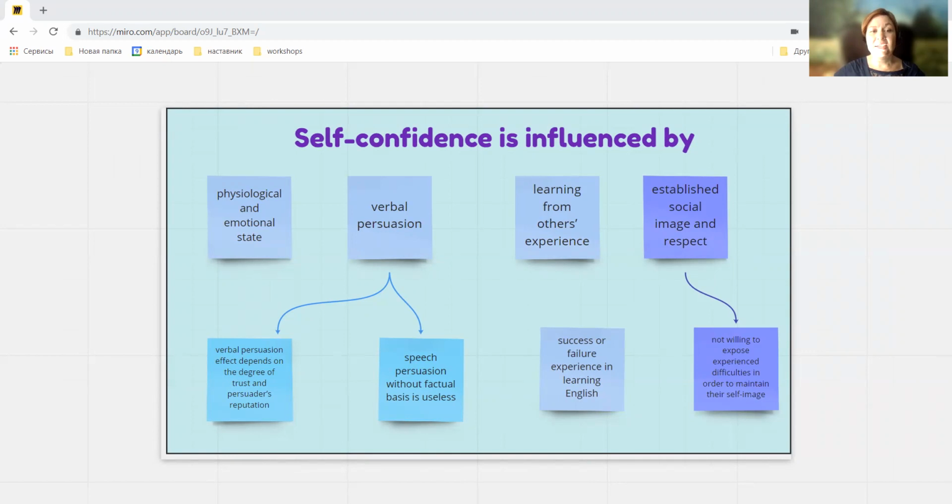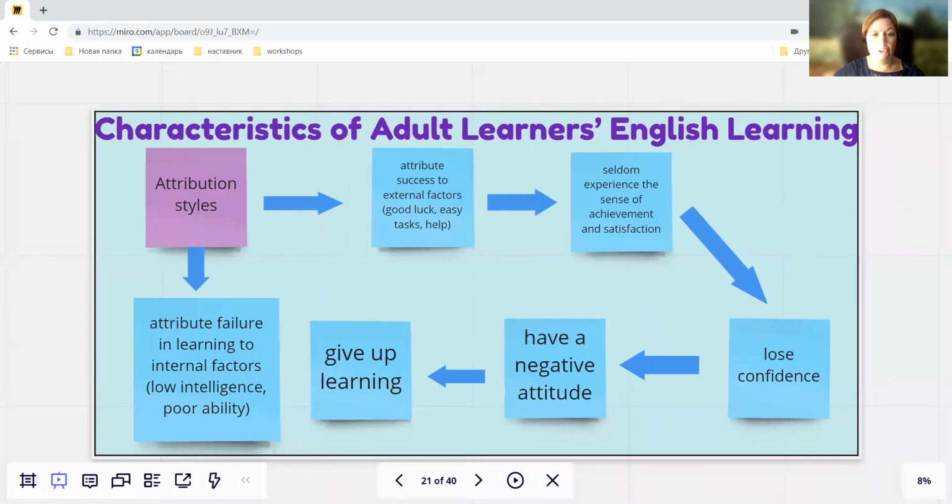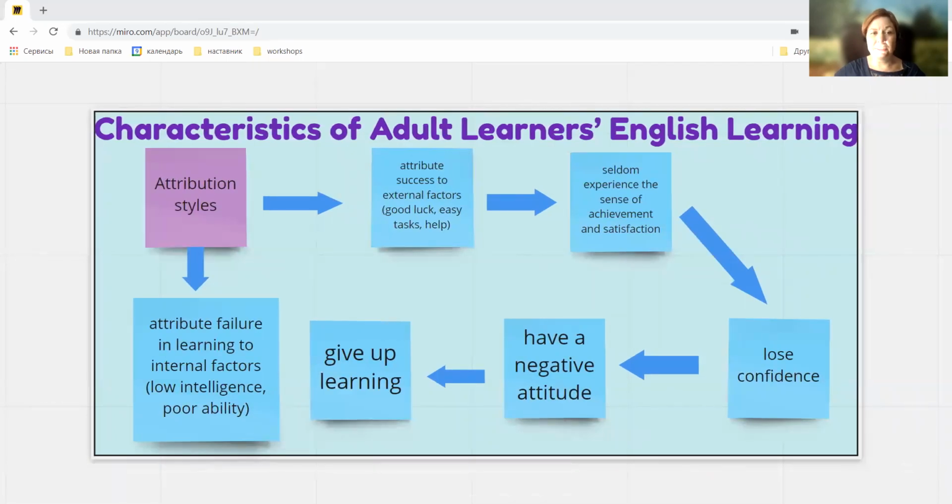And now, let's study characteristics of adult learners' language learning. Again, before I continue, please pause the video and study the information in the slide critically. And now, let's examine it together. To begin with, teachers often deal with adult learners' lack of successful experience in English learning.